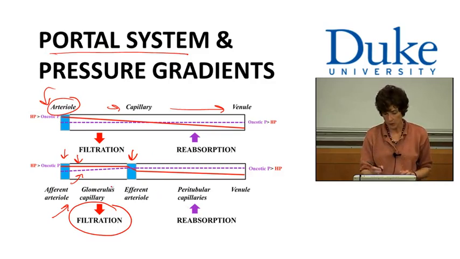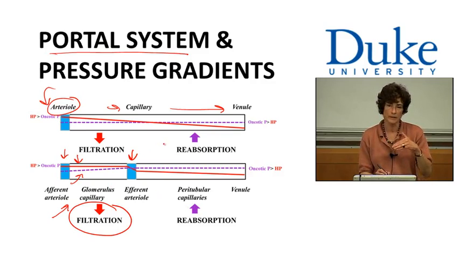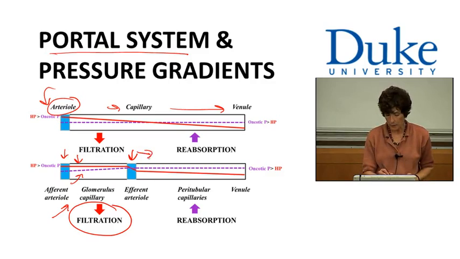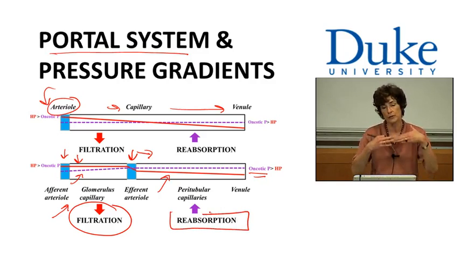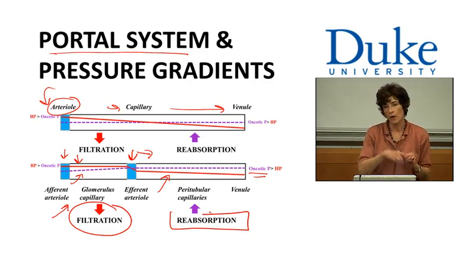When we move into the peritubular capillary, we have a situation which is more analogous to what we see in the rest of the body. After the efferent arteriole, the hydrostatic pressure is now lower than the oncotic pressure. This means that the oncotic pressure is attracting water back into the peritubular capillary, and that occurs all the way along the peritubular capillary, and so all the way along the renal tubules. This is reabsorption. We're moving fluids back into the blood all the way along the renal tubule, and this is particularly important within the proximal convoluted tubule.